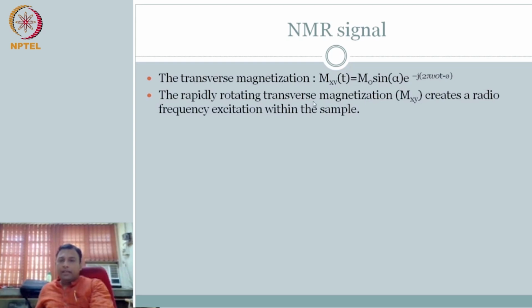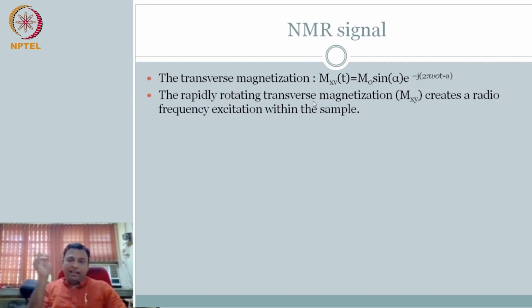So the rapidly rotating transverse magnetic field. When you have a current loop, we did this when we started, when the charges rotate or spin, it is like a current going in a circular loop, which gives rise to your magnetic field. Now we are talking about the magnetic vector rotating. So when you have a sample and the magnetic vector is rotating, then it creates an RF excitation. It's reciprocal, electromagnetic.